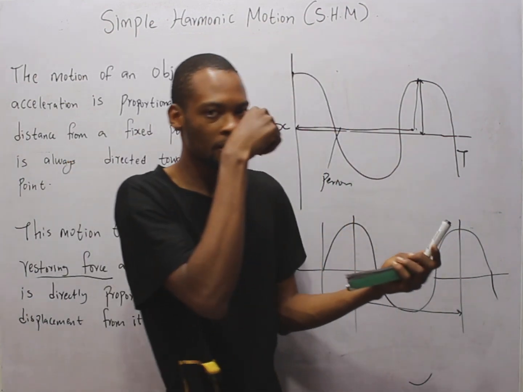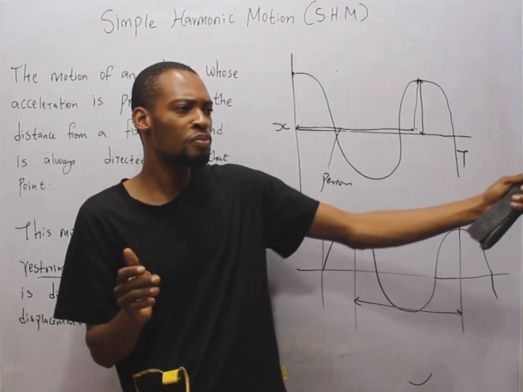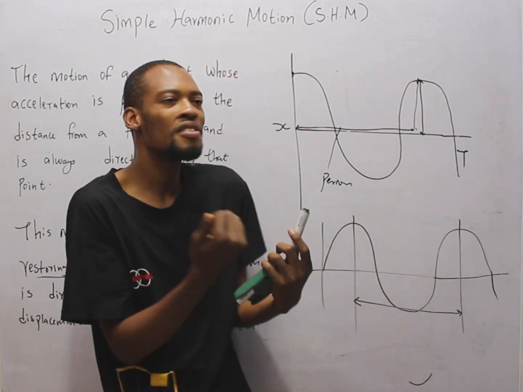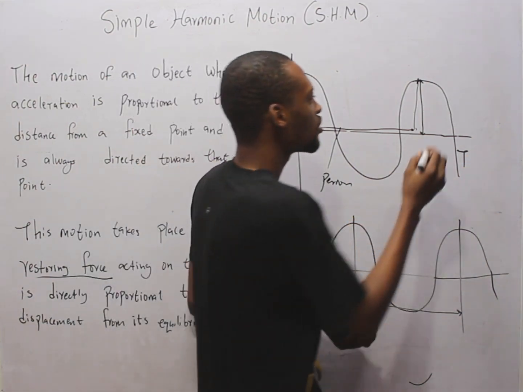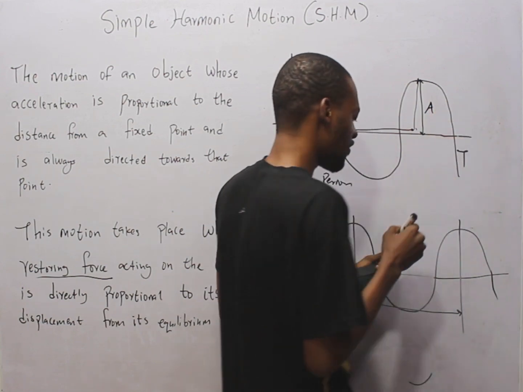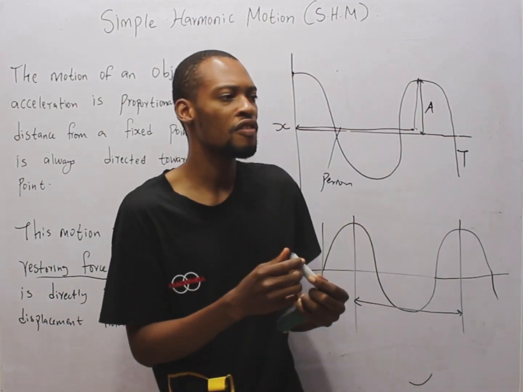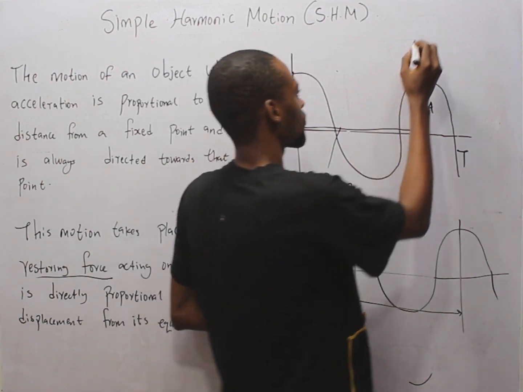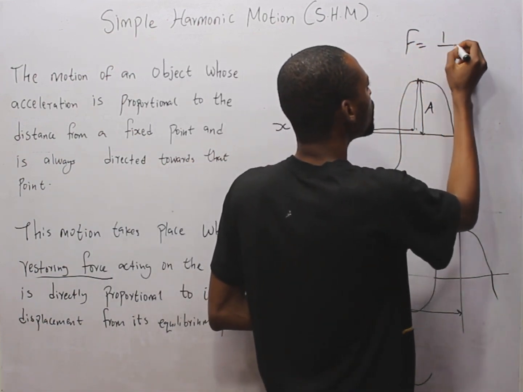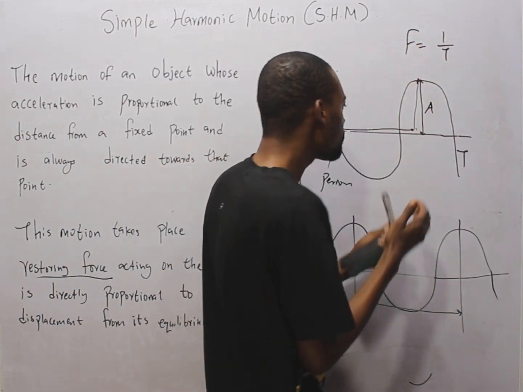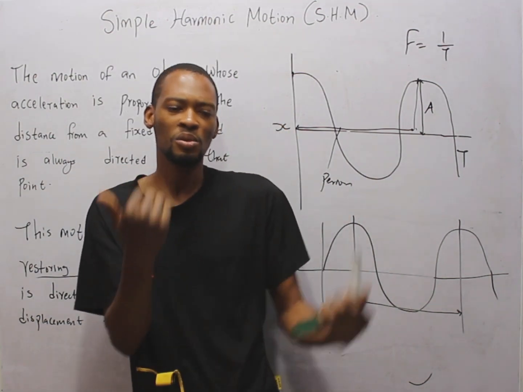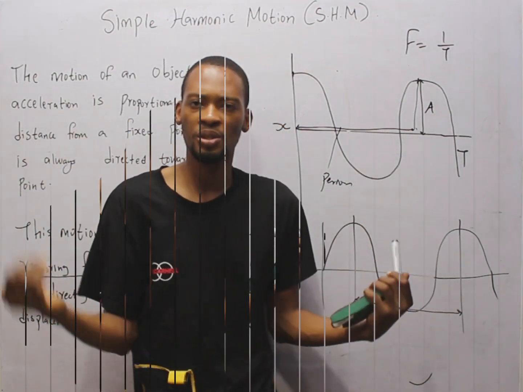You swing a body, the maximum position or the maximum displacement from the starting point is referred to as amplitude. So you can call here amplitude A. That is the maximum displacement from the starting point. And frequency is equal to 1 over period. As the period increases, the frequency reduces. So they have an inverse relationship.